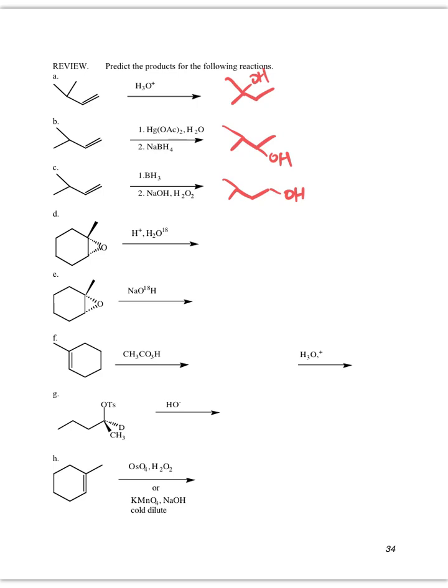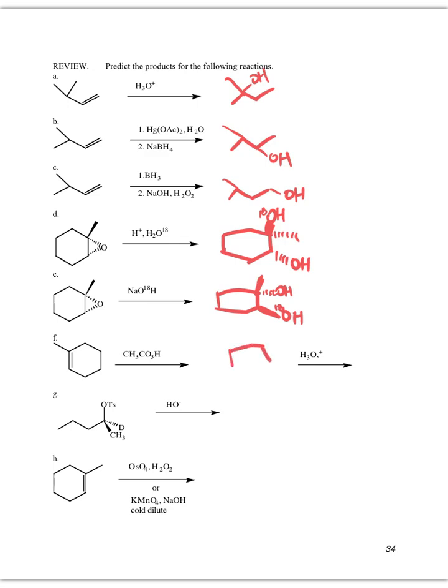Acid and oxygen 18 labeled water, we're going to add our oxygen on the most substituted carbon. It's going to be the oxygen 18 labeled one. It's going to come in from the backside of where the epoxide is. On the sodium hydroxide, we're going to add our oxygen 18 on the backside of the epoxide, and it's going to add in SN2 fashion to the less substituted carbon. So we're going to get the oxygen 18 on the less substituted carbon.